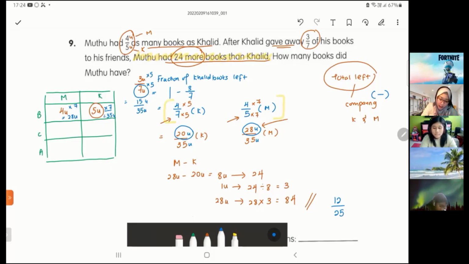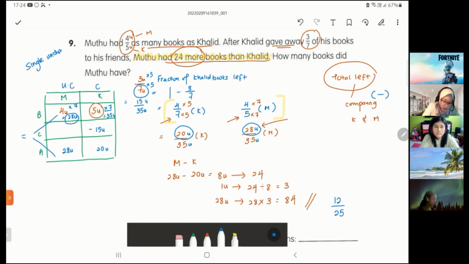Right, then what happened to he gave away, right? He gave away, so minus 15 units. Balance will be 20 units. And then here no change. Mutu no change. He has 28 here, so in the end also 28 units. Here no change because he did not give away books. Only Khalid changes. This one is unchanged. In other words, this is the single unchanged concept.